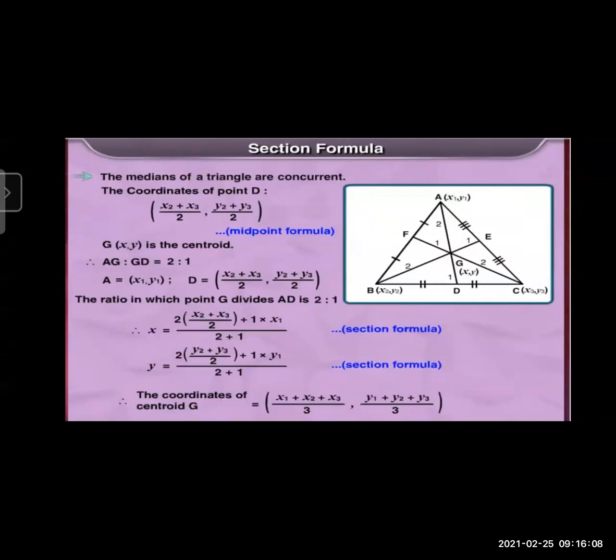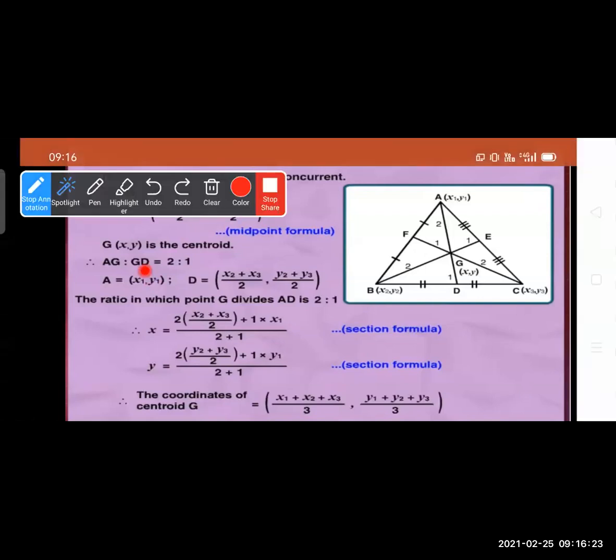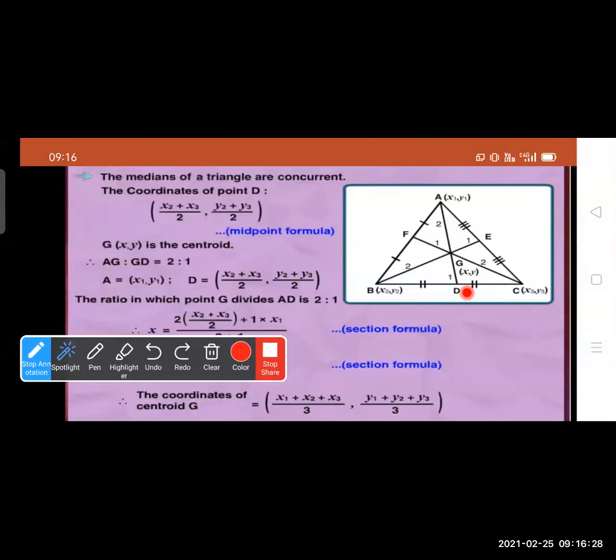So here we derive that the medians of a triangle are concurrent. Here we know what is meant by median. So here we consider D. D, as you see in the figure, is the midpoint of BC. If D is the midpoint of BC, then we write A having coordinates x1, y1, B having coordinates x2, y2, C having coordinates x3, y3. So by using the midpoint formula, we write x2 plus x3 by 2, y2 plus y3 by 2. Okay, that one is the midpoint formula.